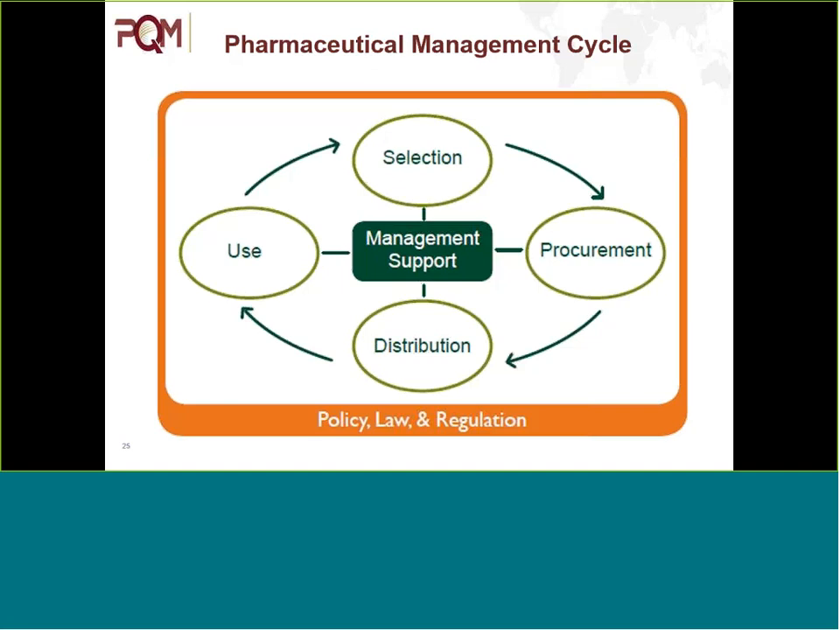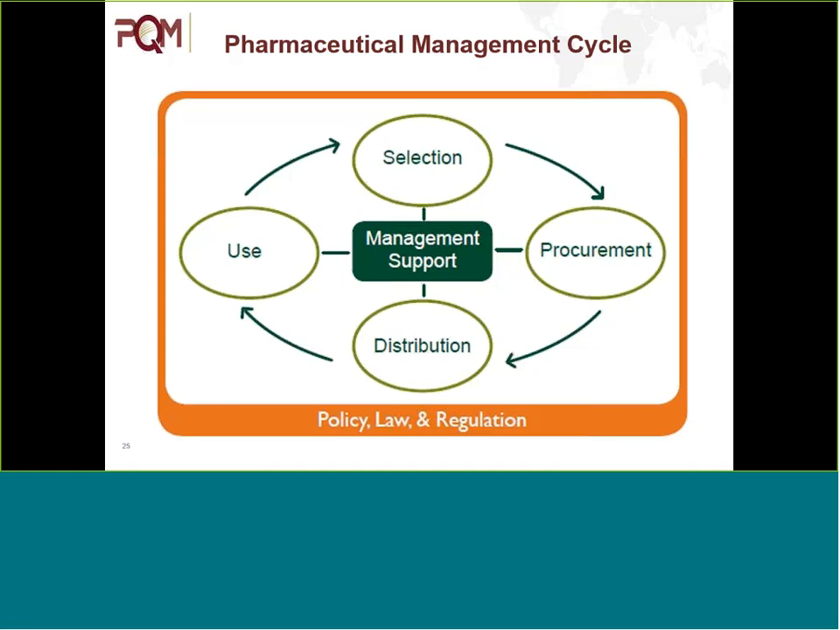Pharmaceutical management framework really defines a system-based approach for ensuring sustained access to and appropriate use of medicines. These medicines are supposed to be quality assured. So when you look at the graphic that you're seeing right now on the pharmaceutical management cycle, you notice that there's an interrelationship, interlinkage of selection, procurement, distribution, use, which really are connected with management support. And the foundation of all this is really the policy, the law, the regulations that need to be in place for the pharmaceutical management cycle to function optimally.